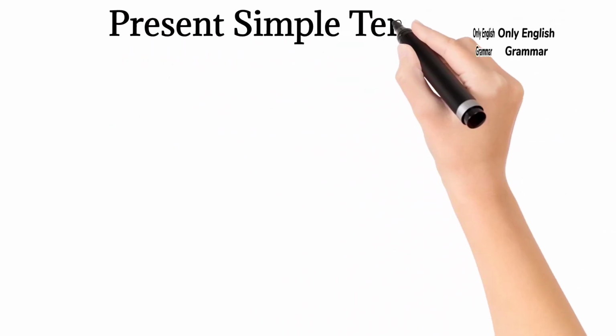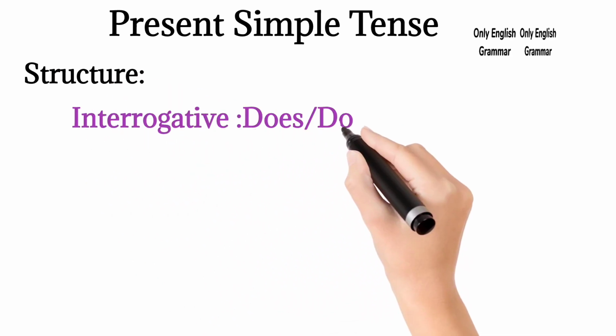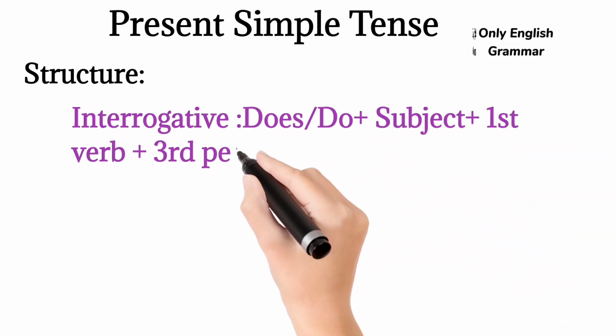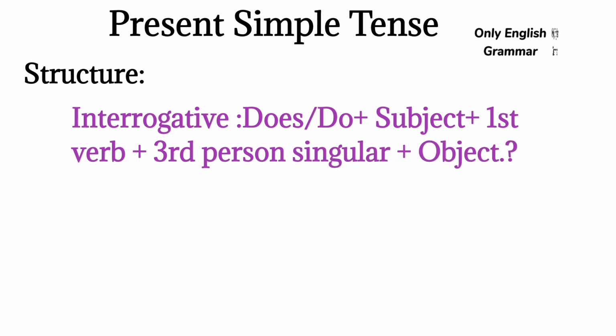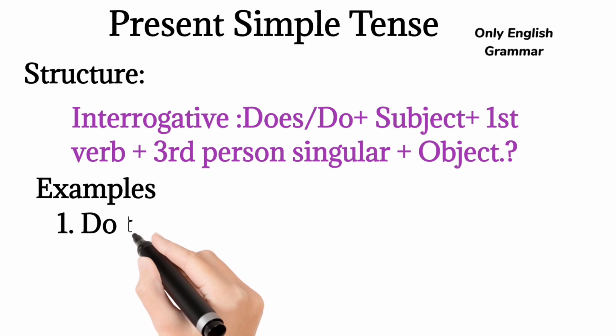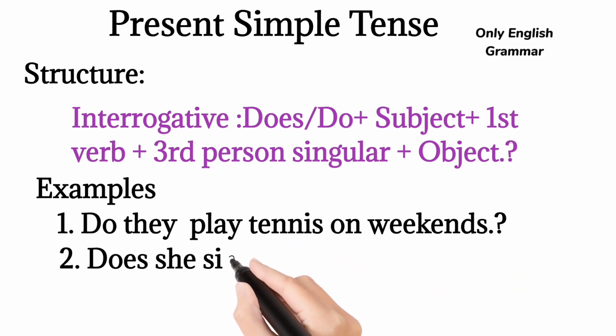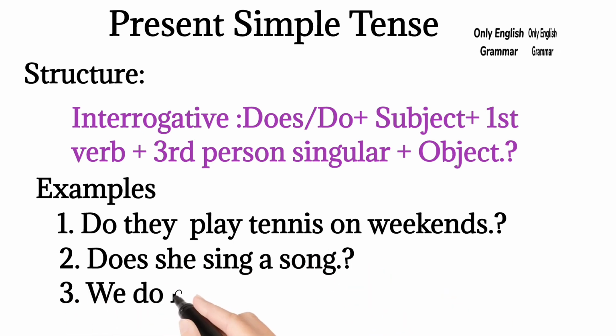Here is the structure for interrogative sentences. We will use the helping verb do or does first plus subject plus first form of verb plus object and a question mark. For example, 1. Do they play tennis on weekends? 2. Does she sing a song? 3. Do we go to the mall at night?